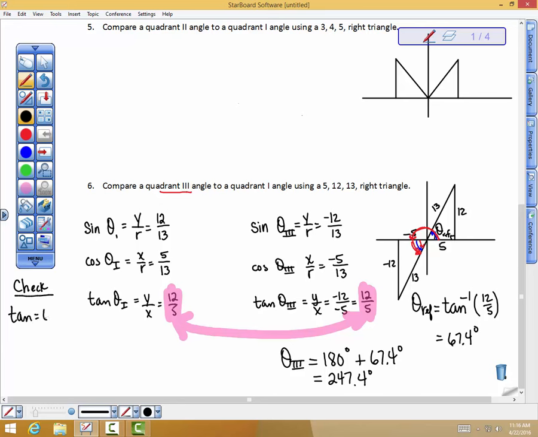Finally, don't forget that you could check on your calculator and you could see if both the tangent of 67.4 and the tangent of 247.4 check and see if they're both about 12 over 5. And as a decimal number, 12 over 5 is 2.4. See if those are both approximately 2.4. Then you know you found the correct angle.